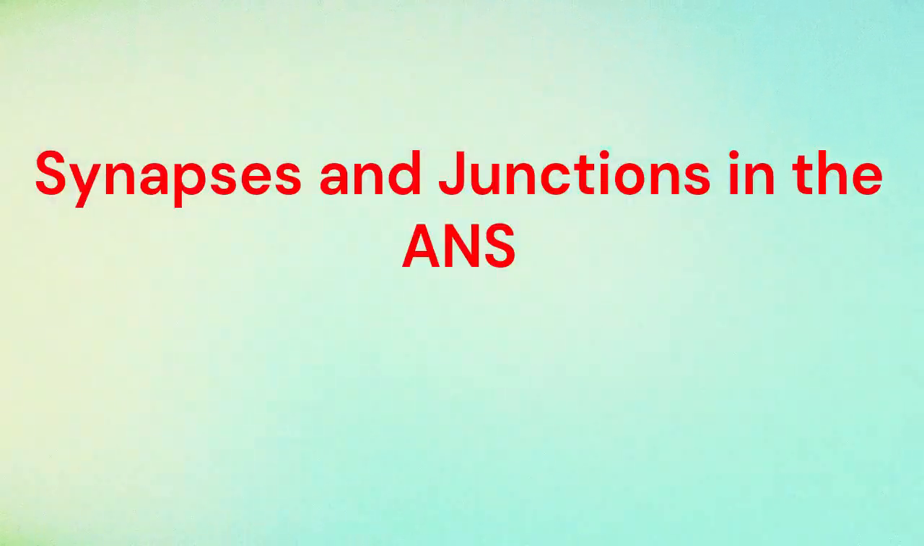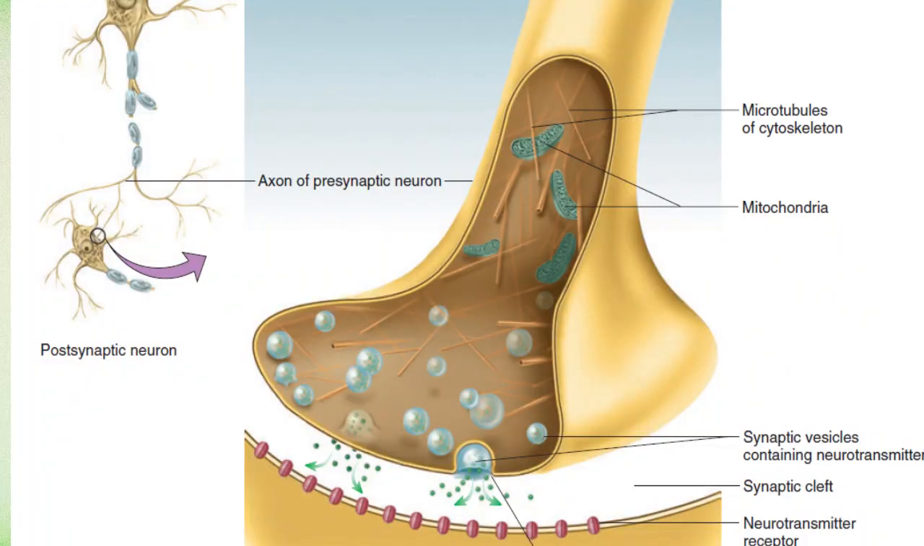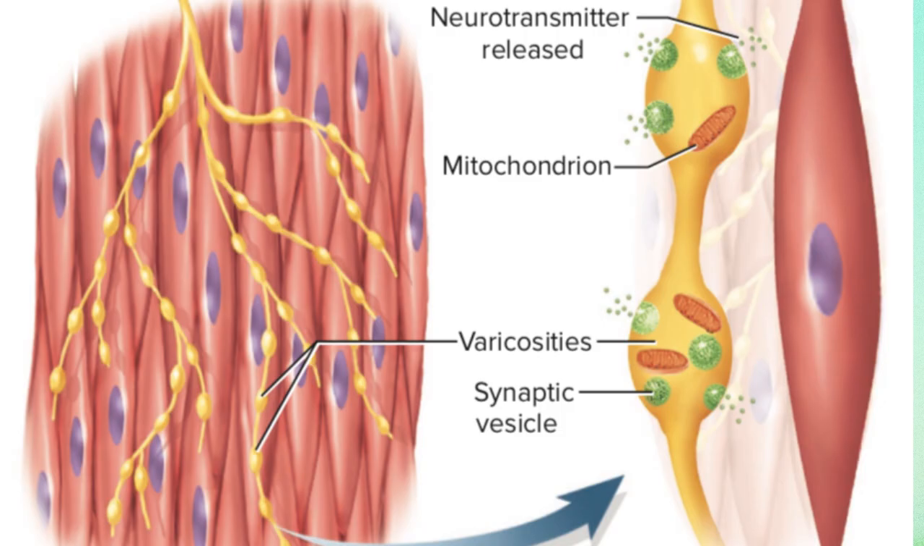Finally, let's look at the differences in synapses and junctions within the autonomic nervous system. In typical synapses, like at the neuromuscular junction, nerve endings are very close to the target cells, leading to fast and localized effects. But in the ANS, neurotransmitters are released from varicosities along the nerve fiber, making the effects slower and more widespread.